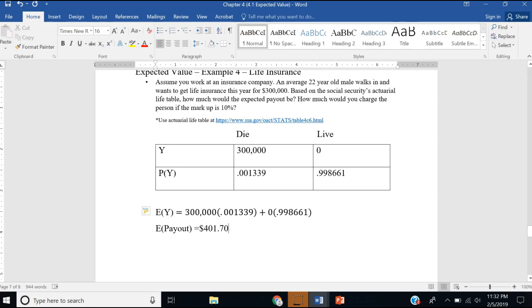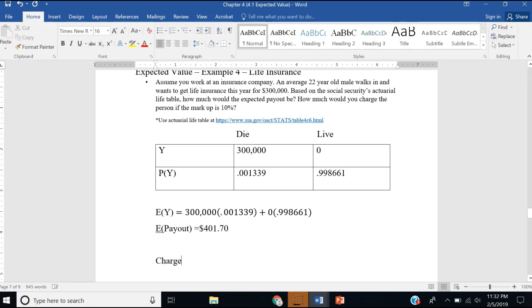Hopefully I calculated all that right. I put that fairly quickly into my calculator. All right, so that's the expected payout. So what does that mean? That means that if lots and lots of 22-year-old males start walking in, and they charge everybody $401, excuse me, on average, the insurance company should pay out about $401.70. Now, what should they charge?